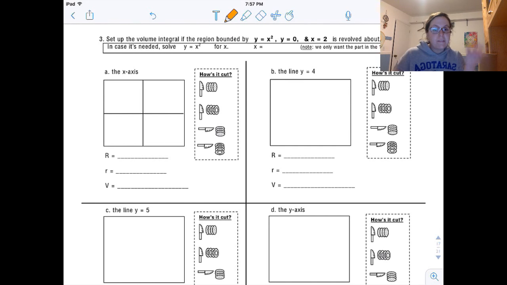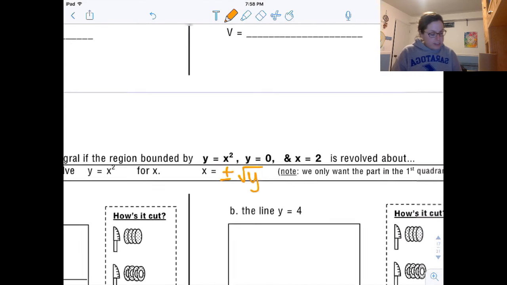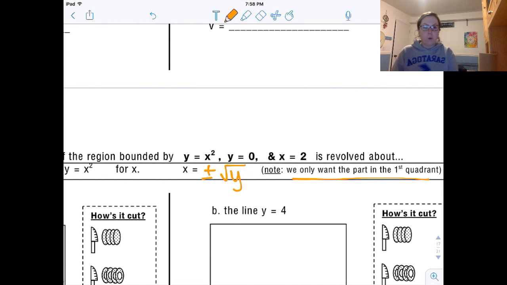All right, last thing we're going to do is this one, and then if you don't have any questions, we will go. So this one says, set up the volume integral for the region bounded by these. y equals x squared, y equals 0, and x equals 2. So first of all, y equals x squared, let's solve this for x. Square root both sides, so it would be plus or minus radical y. And it says, note, we only want the part in the first quadrant. So if I only care about the part in the first quadrant, then all I need to worry about there is the part that's positive, okay?